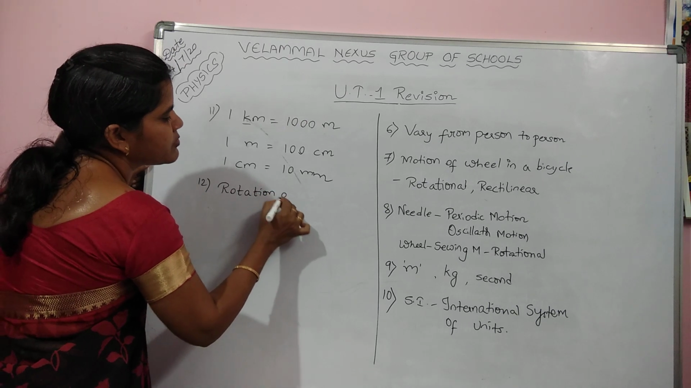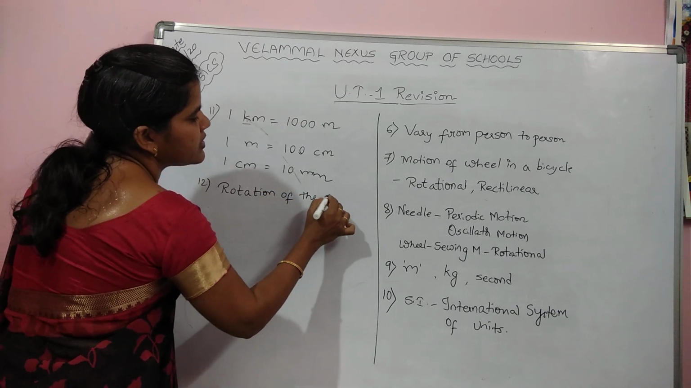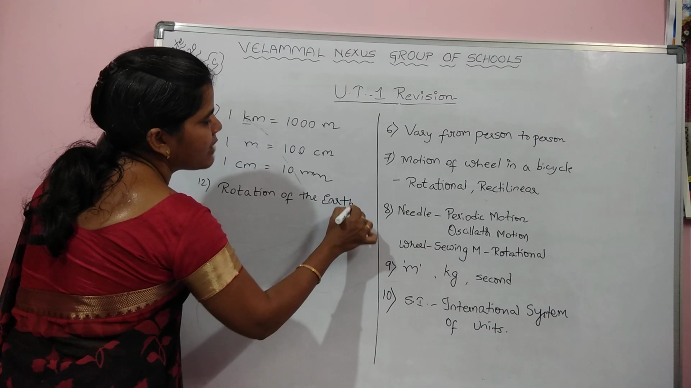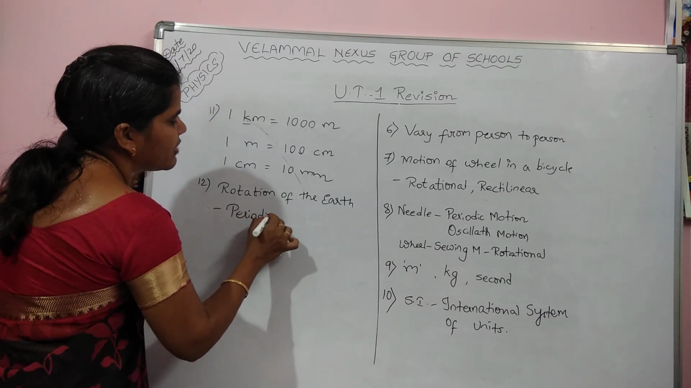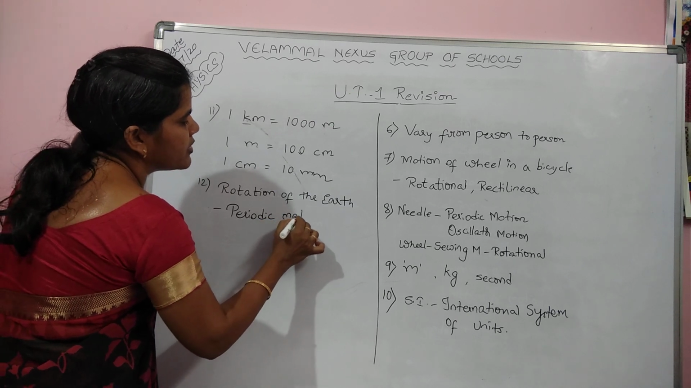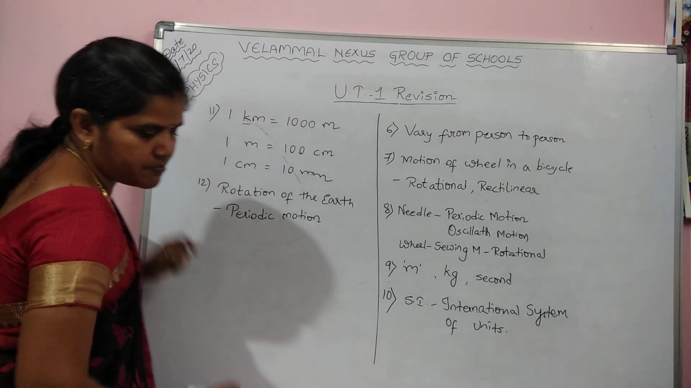Now, rotation of the earth comes under what motion, children? Guess it. It is an example of periodic motion. Rotation of the earth, revolution of the earth will come under periodic motion, children.